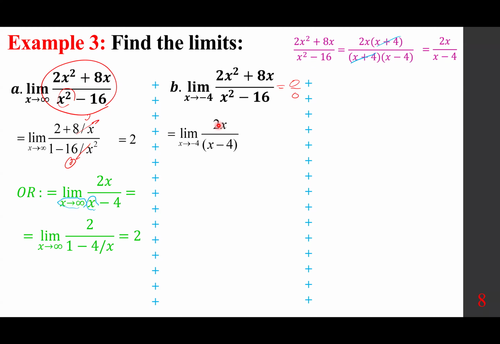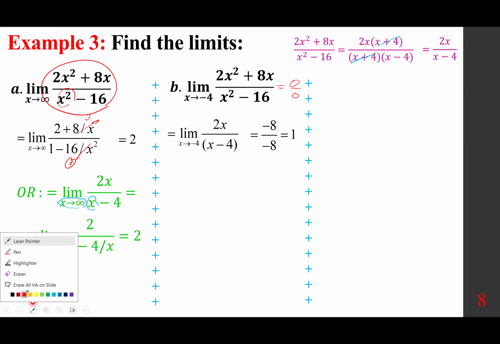If I plug in, I get 2 times minus 4 minus 8. Again, minus 4 is minus 8. Minus 8 over minus 8 is positive 1. So when you end up with 0 over 0, in this case, the technique was factoring. So factor. That would be the technique.